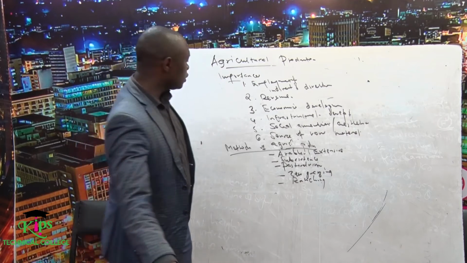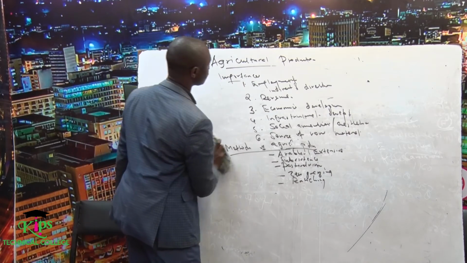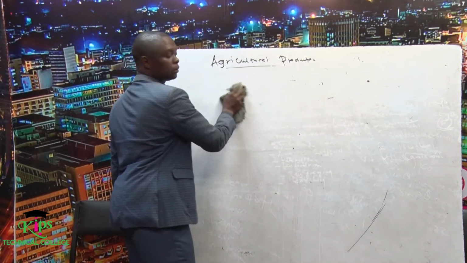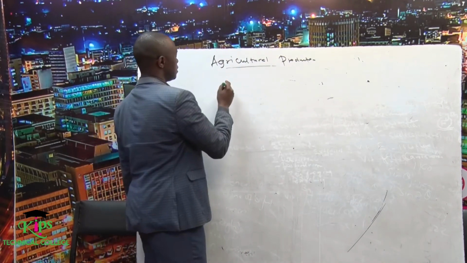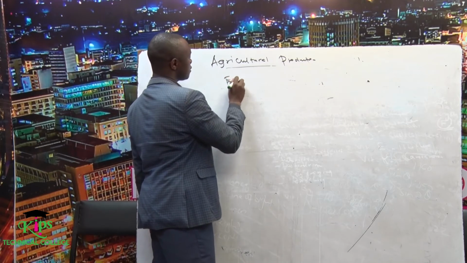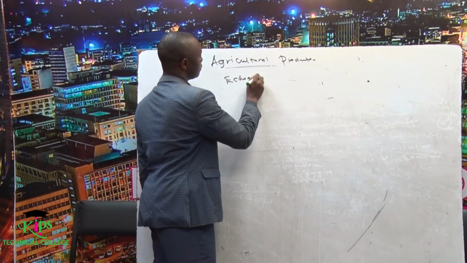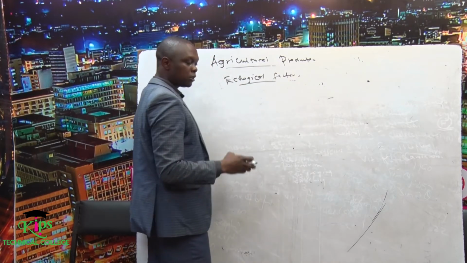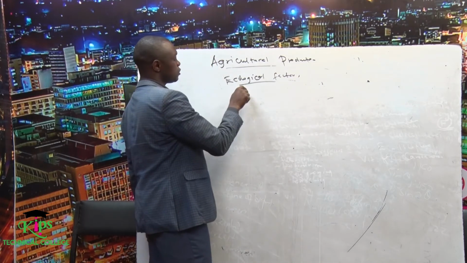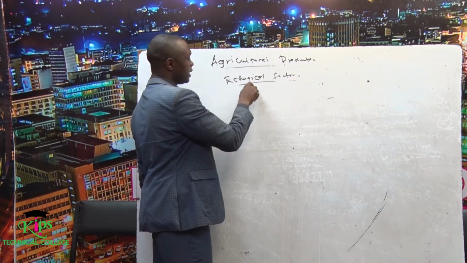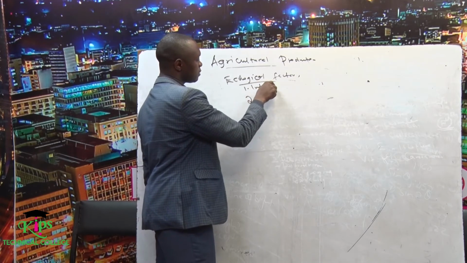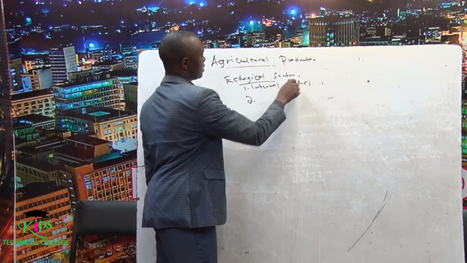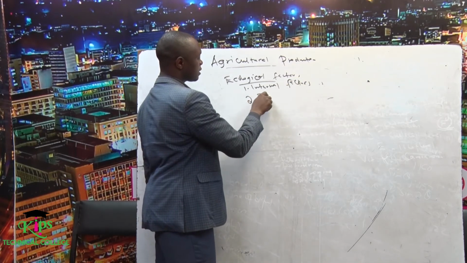Now, I want us to introduce another concept in agricultural production, which is ecological factors that affect agricultural production. They are physically classified mostly into two. We have the internal factors, and also we have external factors.